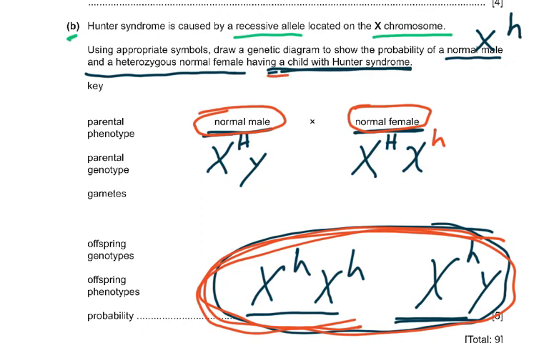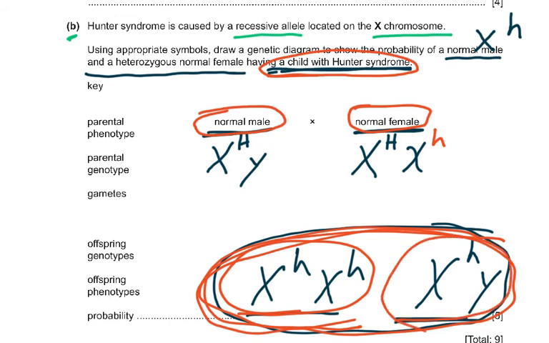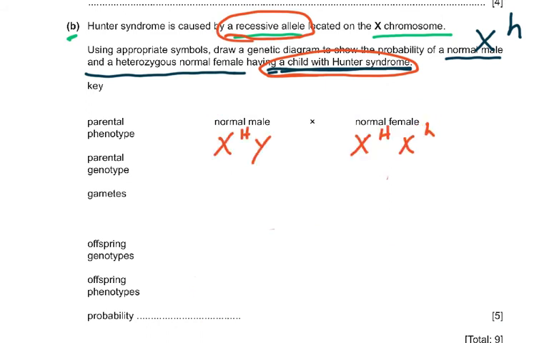We want a child with Hunter syndrome. A child with Hunter syndrome has to have both recessive alleles or one recessive allele, because they've said to you that it is a disease which is caused by a recessive allele. Understand that this question is marked per line. They've given you these headings, and you have to do it according to the headings. You might not write the headings in any other, but here they've given you the headings.